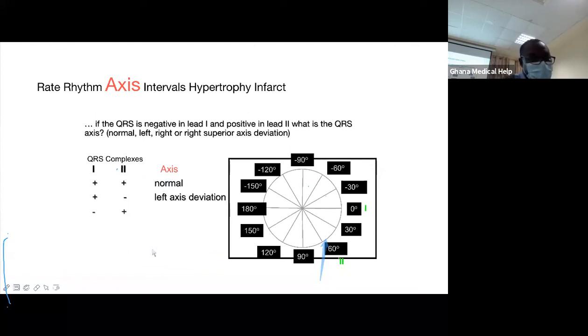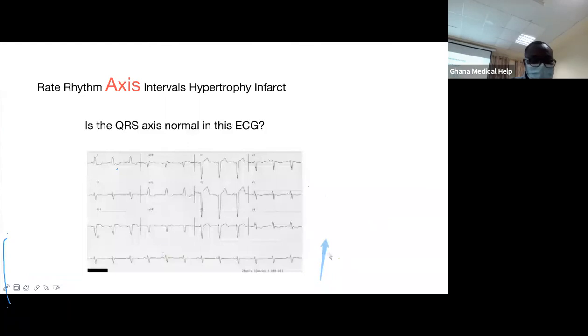If you have a predominantly positive deflection in lead 1 and a negative deflection when you resolve the vectors in lead 2 or AVF, that's left axis deviation. The reverse for a right axis deviation, as you can see over there. So where you have a predominantly negative lead 1, and then positive in lead 2 and as well AVF. So question to Zoom participants, is this QRS axis normal in this ECG?